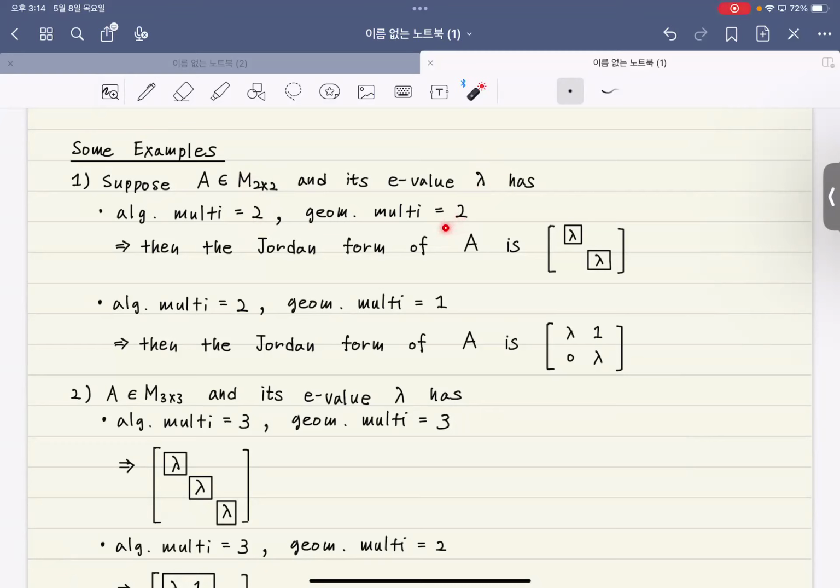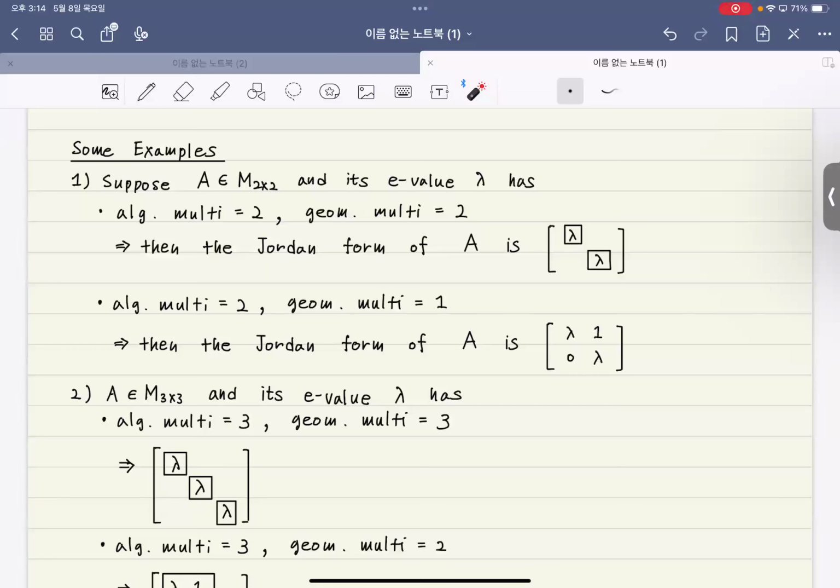Now, what do you think is the Jordan form of this matrix? Well, algebraic multiplicity is 2. In order to have geometric multiplicity 2, I will need 2 Jordan blocks, right? And the sum of sizes of these Jordan blocks should also be 2, because algebraic multiplicity was 2. So the only possible option is this. So this should be the Jordan form of the matrix A.